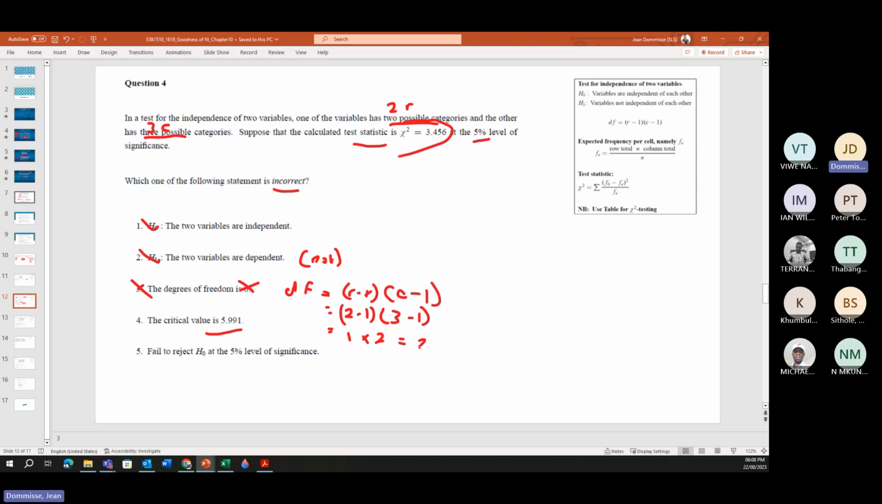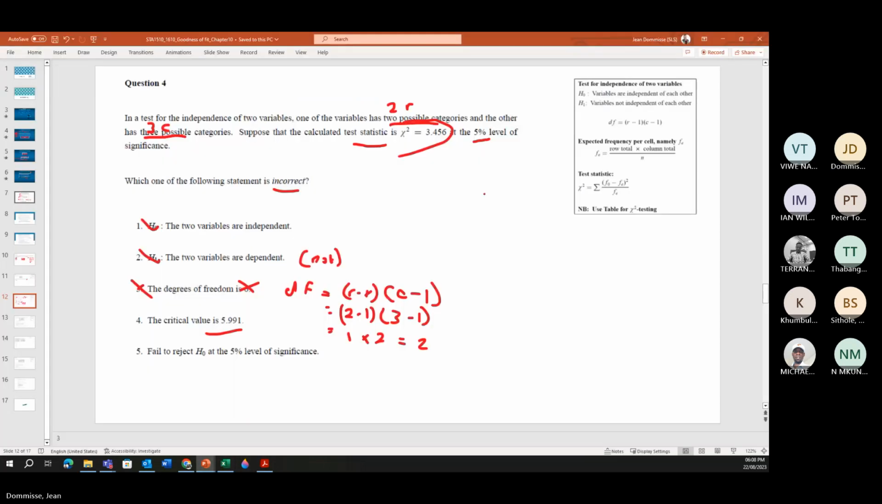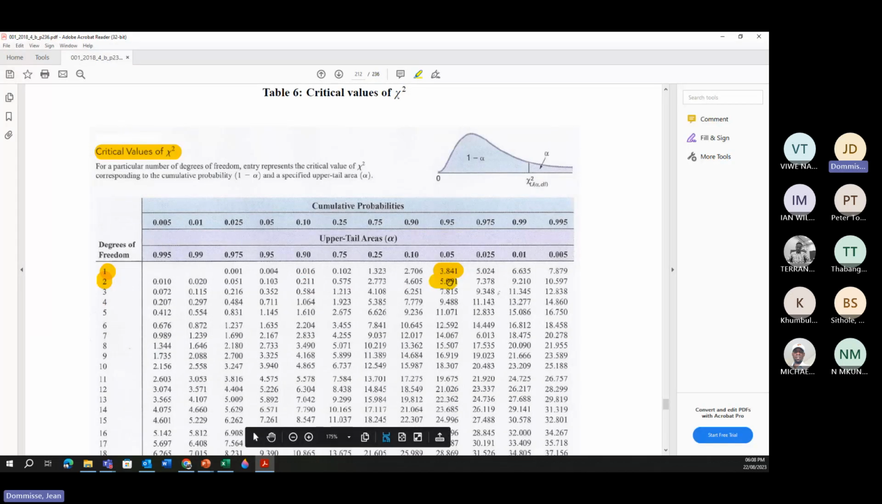So degrees of freedom is 2. So let's go to the table. Degrees of freedom 2. There they told us we're working with a 5%. So degrees of freedom 2, 5%. You can see the 5%.